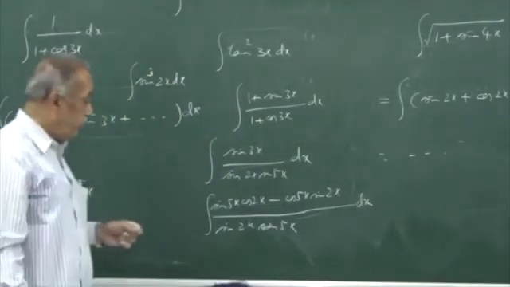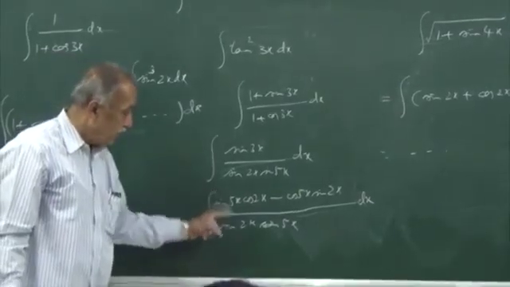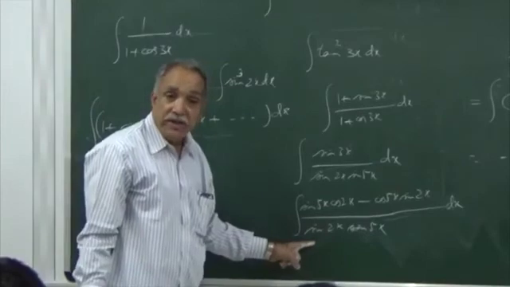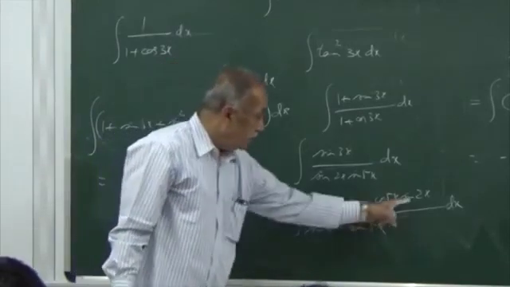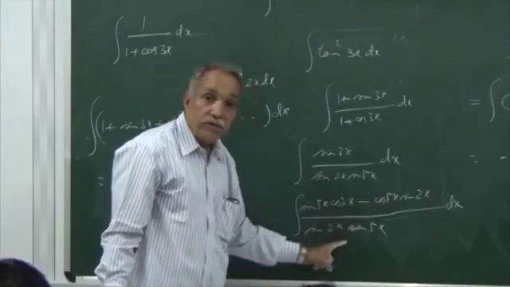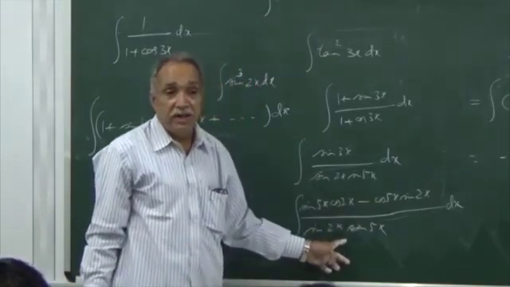Perform term by term division. Sin 5x cancels, leaving cot 2x, directly integrable. In this case, sin 2x cancels, you are left with cot 5x, again directly integrable.